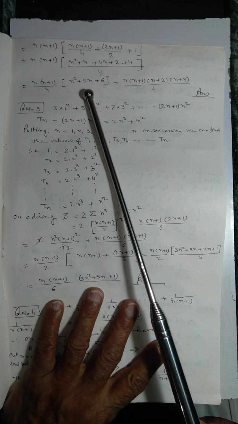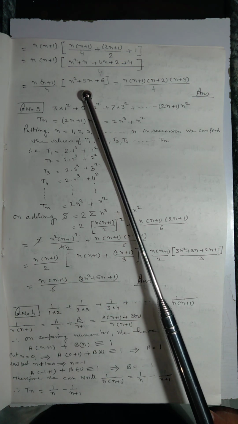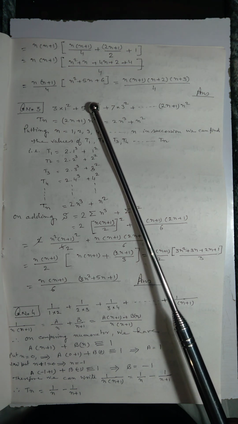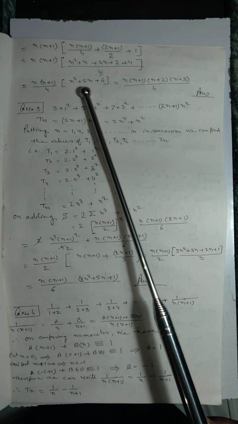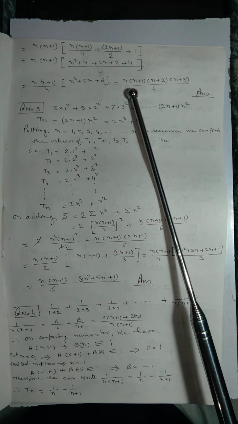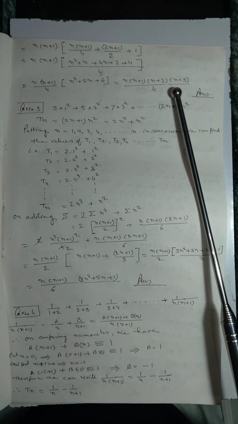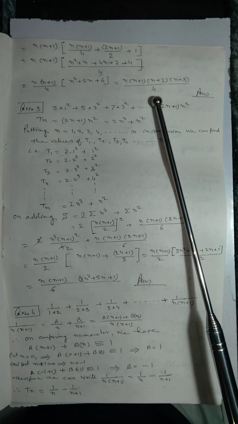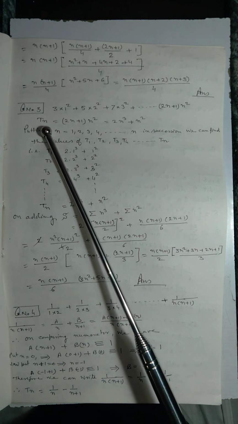Now we can factorize it by splitting the middle term. It is 3 into 2, 3 plus 2. So you will get n plus 2 and n plus 3 as the factors of this. So I have written it here, n into n plus 1, n plus 2, n plus 3 whole divided by 4. And this will be the answer. Now come to question number 3.